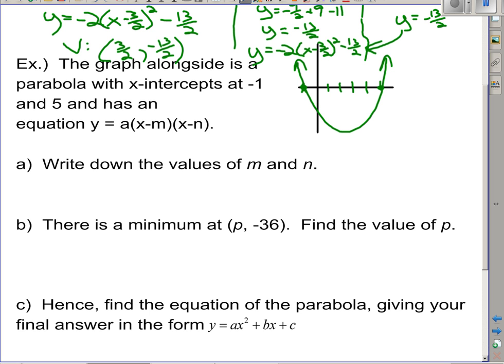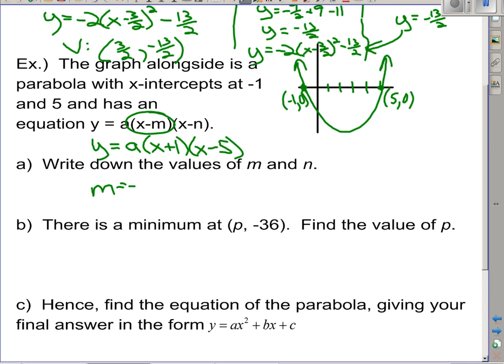Okay. So you know that that should look like y equals whatever a is times... we had an x-intercept here of negative 1. So at (-1, 0), our graph is cutting the x-axis. So the version of the equation should be (x + 1)(x - 5). For me, it really helps to write it that way before I go talking about what m and n are. So if I have an x plus 1, I must have subtracted off a negative 1. m would be negative 1. And for the n, I've subtracted off a 5.